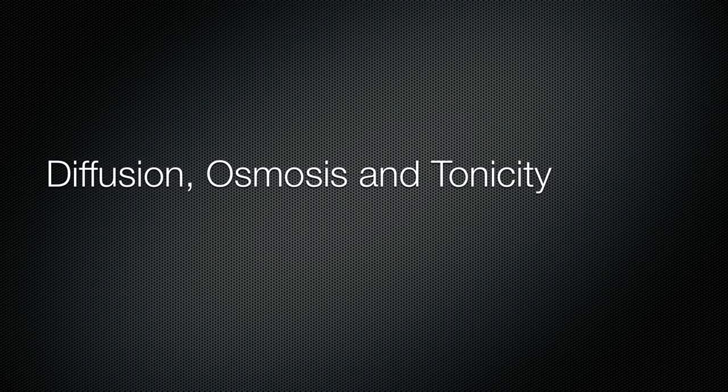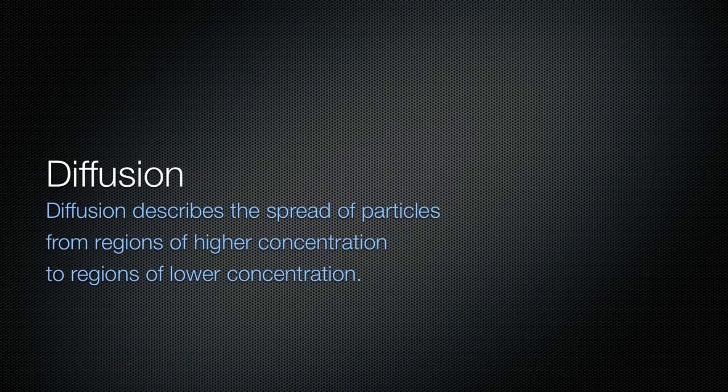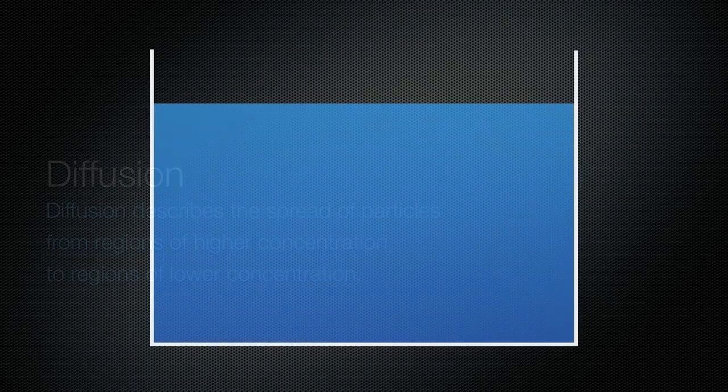I'm going to spend the next few minutes talking about three important concepts in physiology: diffusion, osmosis, and tonicity. Firstly, diffusion. Diffusion describes the spread of particles from regions of higher concentration to regions of lower concentration. Let's have a look at what we mean by this.